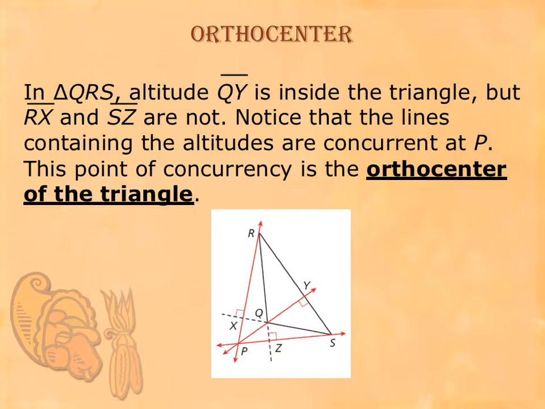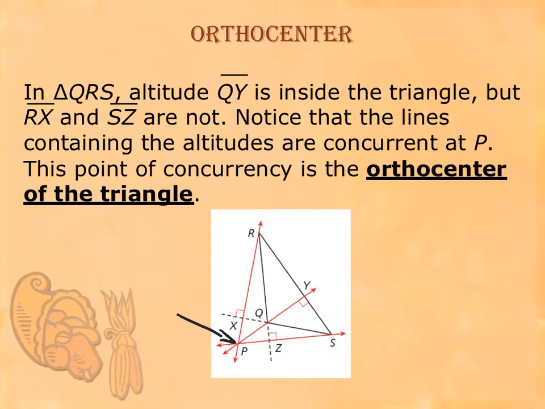So the point of concurrency where all of the altitudes meet is called the orthocenter. In triangle QRS, altitude QY is inside the triangle, but altitudes RX and SZ are not. Notice the lines containing the altitudes. They're all concurrent at point P, which is outside of the triangle. So when it's an obtuse triangle like this one, the point of concurrency, this point P, is outside of the triangle.